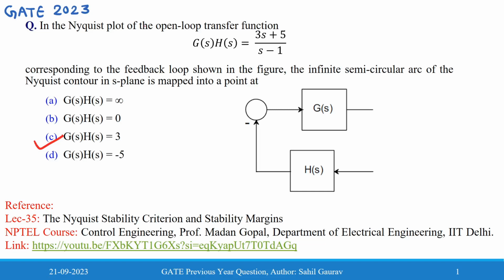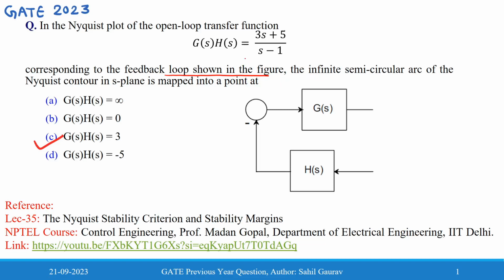Hello, this problem has been asked in GATE 2023. The problem is that in the Nyquist plot of the open loop transfer function G(s)H(s) equal to (3s + 5)/(s - 1), corresponding to the feedback loop shown in the figure, the infinite semicircular arc of the Nyquist contour in the s-plane is mapped into a point at.